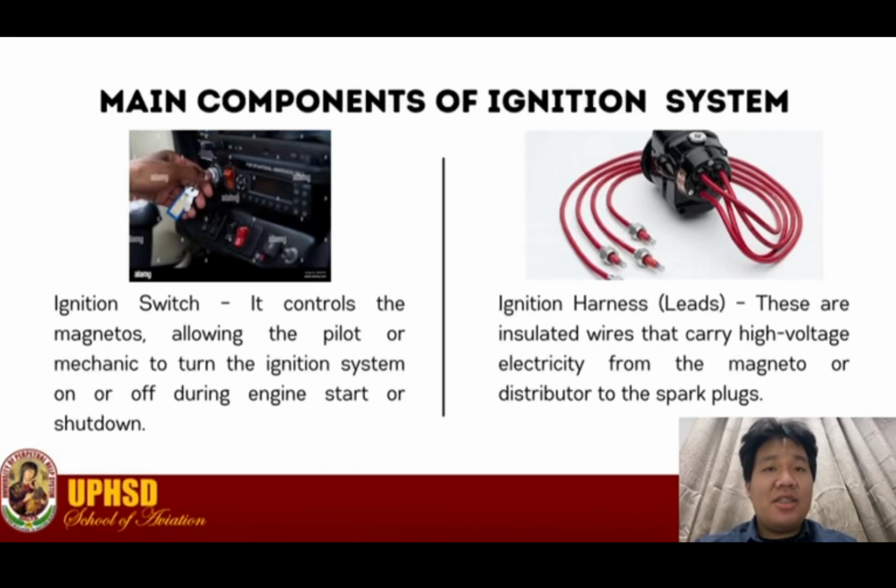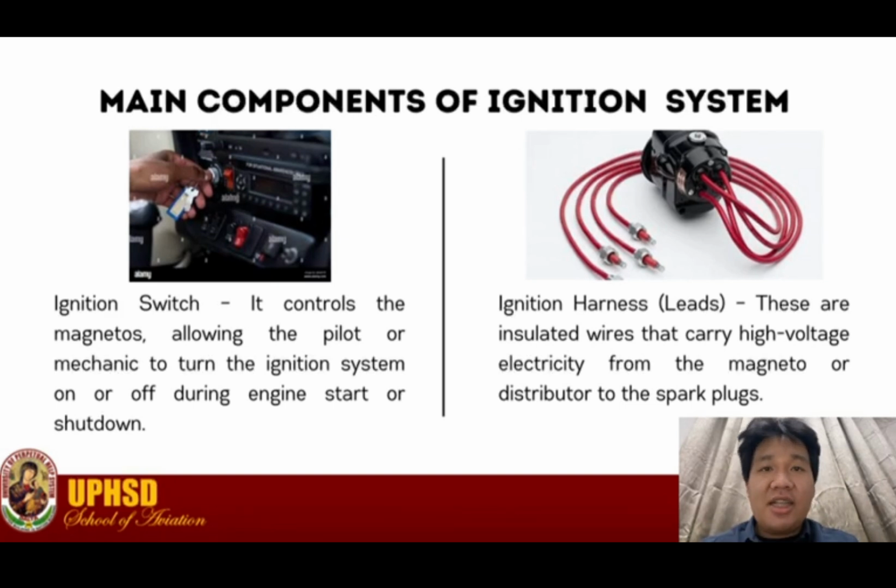The ignition switch is the control that turns the engine system on and off. When you turn the key or switch it on, it allows the electricity to flow from the magneto or the battery to the ignition system so the engine can start and run. Turning it off stops the flow of electricity and shuts the engine down.